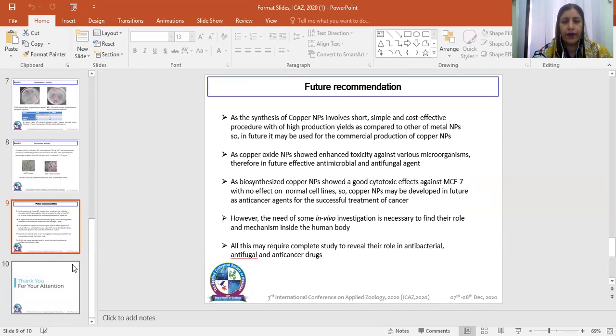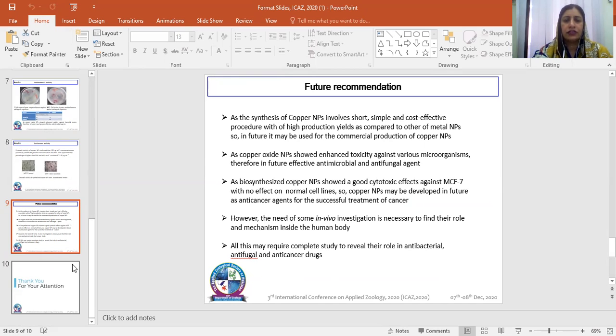The future recommendation of my research is that as the synthesis of copper nanoparticles involves a short, simple, cost-effective procedure with high production yield, it can be used in future for the commercial production of copper nanoparticles for any therapeutic or other purpose. As copper oxide nanoparticles showed enhanced toxicity against various microorganisms, both gram-positive and gram-negative bacteria, they may be used as antimicrobial and antifungal agents.